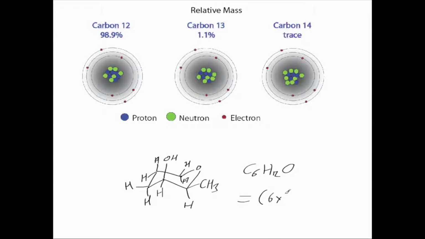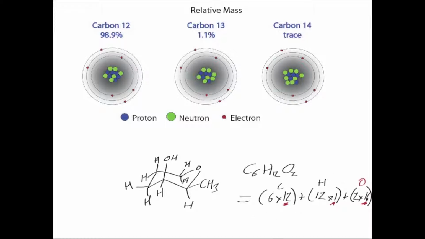So the molecular mass would be, for carbon, 6 times 12. Then we need to add hydrogen, and that'd be 12 times 1. And then we need to add the oxygen, that's 2 times 16. Now where these values come from, these values here, they're the atomic mass of the elements. So now we know there's 6 carbons, 12 hydrogens, 2 oxygens.